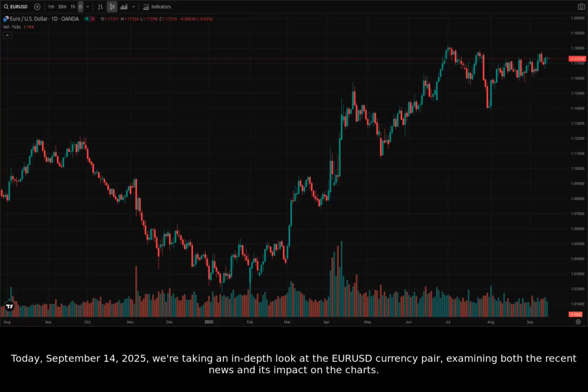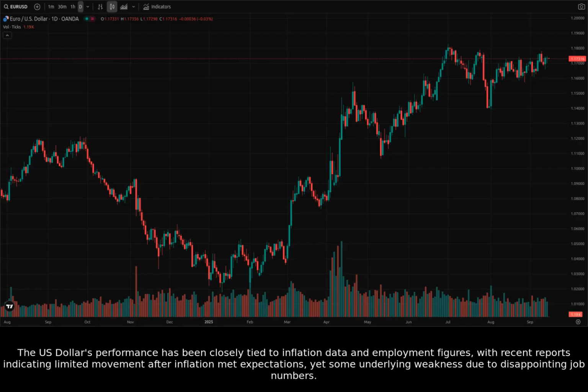Today, September 14th, 2025, we're taking an in-depth look at the EURUSD currency pair, examining both the recent news and its impact on the charts. The US dollar's performance has been closely tied to inflation data and employment figures, with recent reports indicating limited movement after inflation met expectations, yet some underlying weakness due to disappointing job numbers.